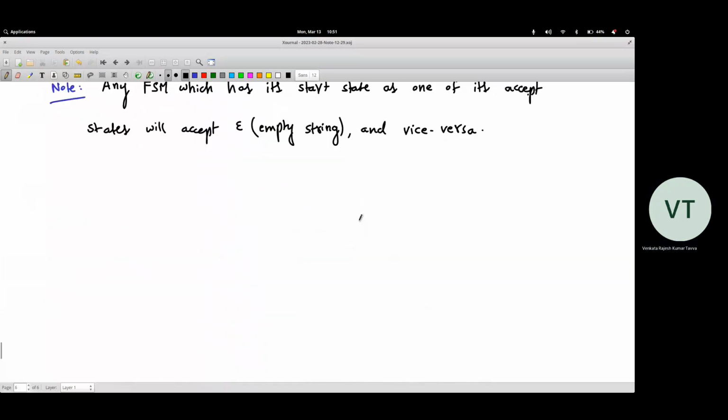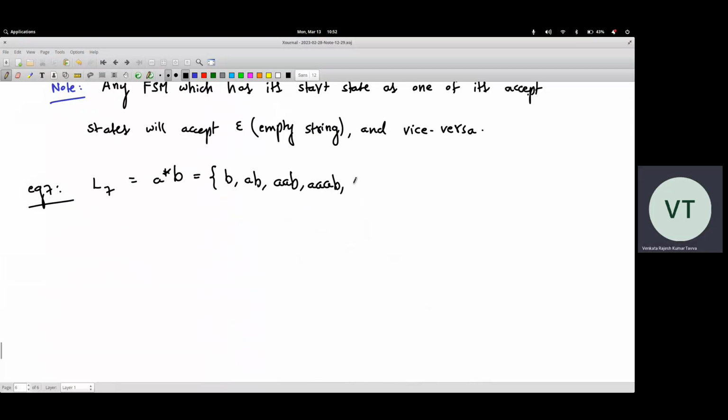So let's try one more example. Build a machine which accepts the language A star B. So A star B means 0 or more A's followed by 1 B. It will accept strings like B, AB, AAB, triple AB, and so on.